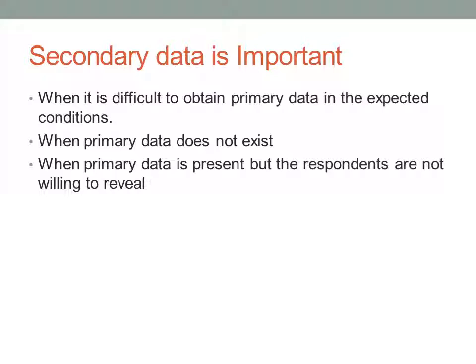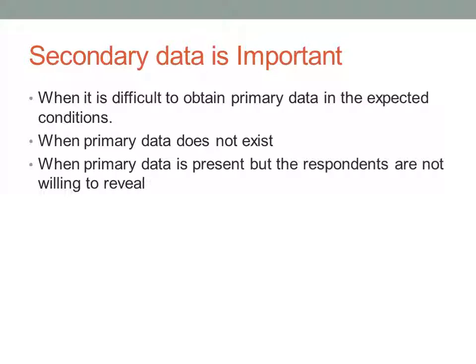Now, when an investigator has difficulty in obtaining primary data under expected conditions, you can go for secondary data. For example, now in this year you have a longer drought season, but what you want is actually a heavy rainy season in order to get the rain data. But this year you have very low rainfall. Then what do you do? You go for secondary data that has already been published elsewhere with your relevant expected conditions.